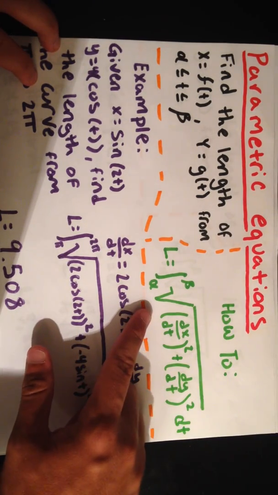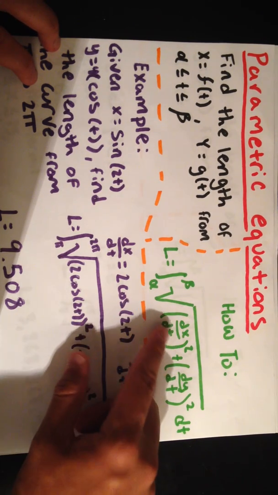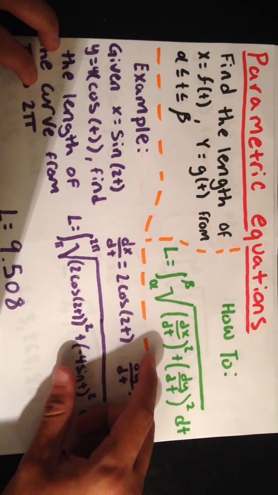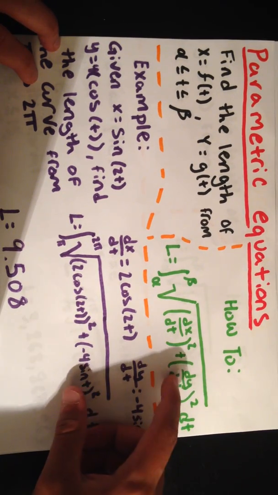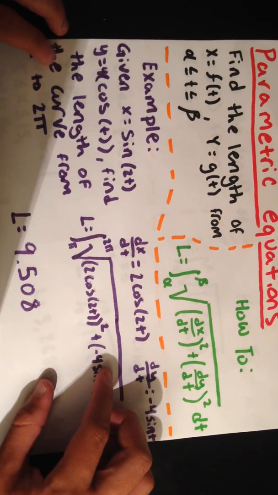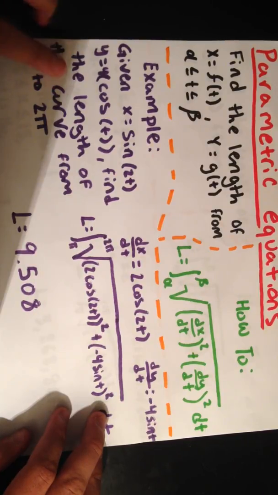Length equals the integral from α to β of the square root of the derivative of x, dx/dt squared, plus the derivative of y, dy/dt squared, dt. So let's find an example. Given that x = 2 sin 2t and y = 4 cos t, find the length of the curve from π to 2π. So what should we do?